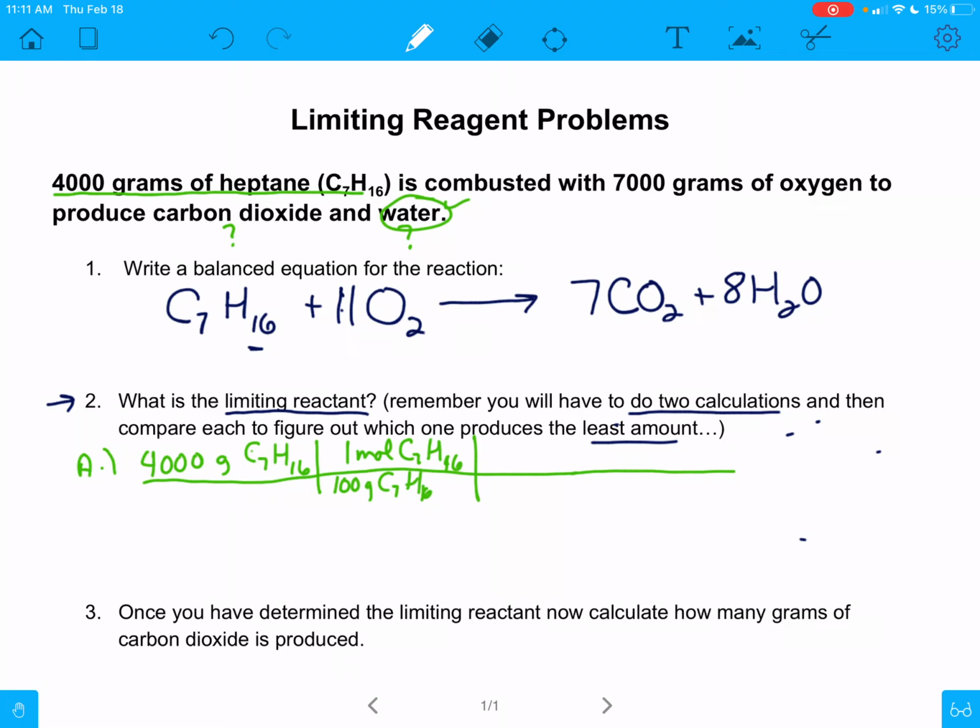Let's see. I know my mole ratio between water and heptane. This is a 1, right? And then this is an 8. So it's a 1 to 8 ratio. So I write 1 mole of C7H16 on the bottom, and I write 8 moles of H2O on the top, and that gets rid of my moles. My grams are gone.